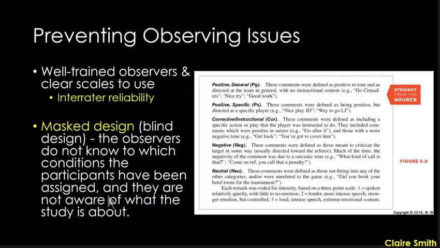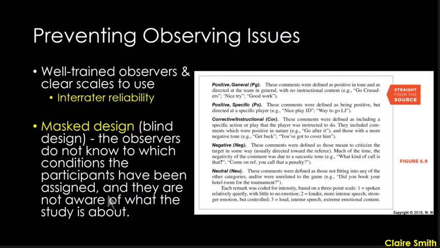There are ways we can prevent this. Well-trained observers and clear scales use inter-rater reliability. We talked about inter-rater reliability, which makes sure that between different observers, you're going to get consistent results every time. We talked about head measuring or the student's success in school. No matter who's measuring the success, it should be the same for everyone.